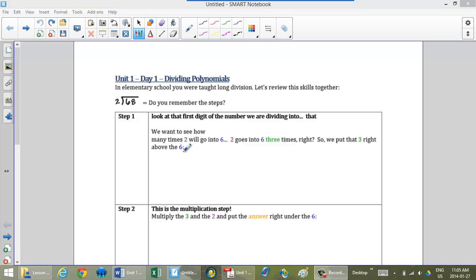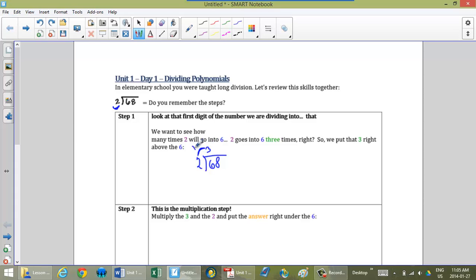First, we have an example here: 2 divided into 68, or 68 divided by 2. If you remember from your elementary school years, we were asked to see how many times does the number 2 go into 6. It goes 3 times. So what you want to do is write that 3 above the 68, because that's going to be your quotient, and you then multiply the two numbers together.